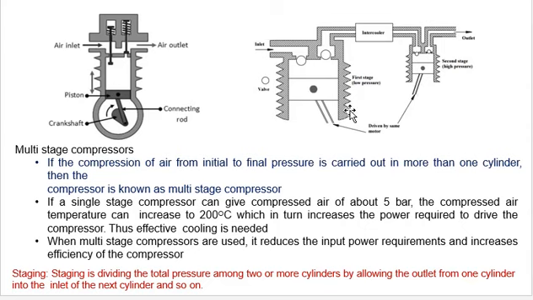So the multi-stage compressor: if the compression of air from initial to final pressure is carried out in more than one cylinder, then the compressor is known as a multi-stage compressor. The staging is dividing the total pressure among two or more cylinders by allowing the outlet from one cylinder into the inlet of the next cylinder and so on. So multi-stage compressors are used because it reduces the input power requirement and increases the efficiency of the compressor.